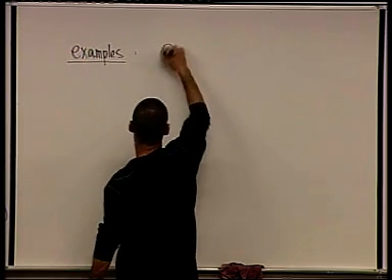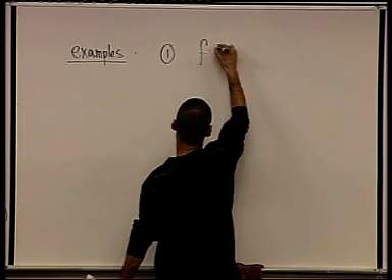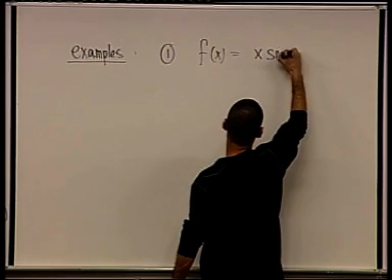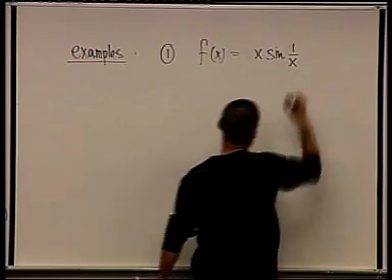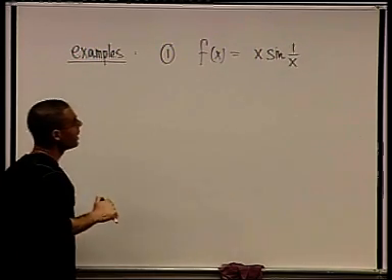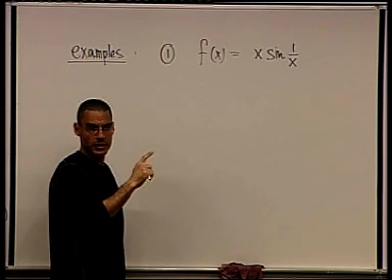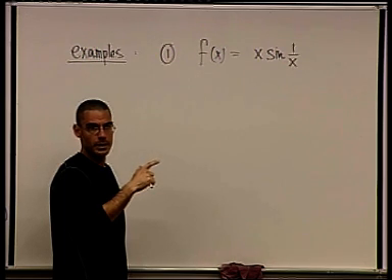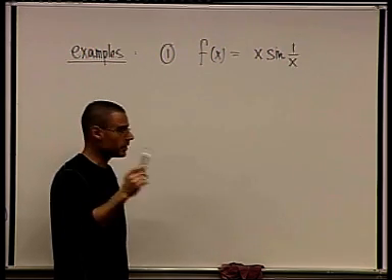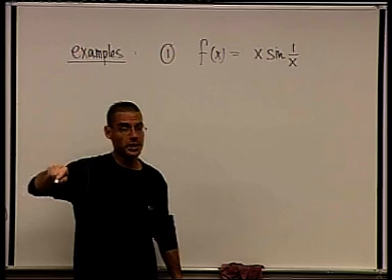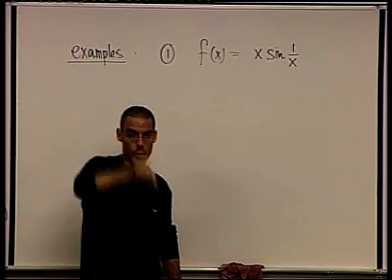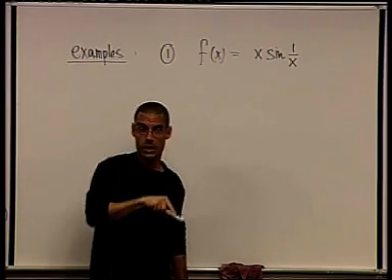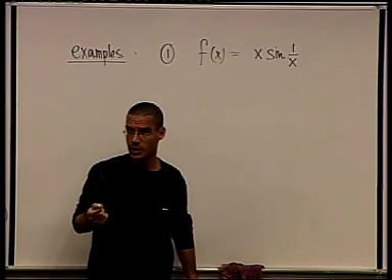So example 1, let's take the function x times sine of 1 over x. Remember the function sine of 1 over x? How do you think of it? Very good. So it's that accordion function. It's that function that wiggles and gets nastier and nastier as it gets closer to 0, from both sides. Remember that function?